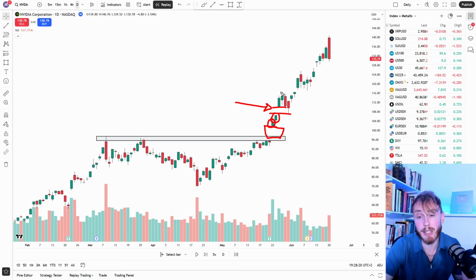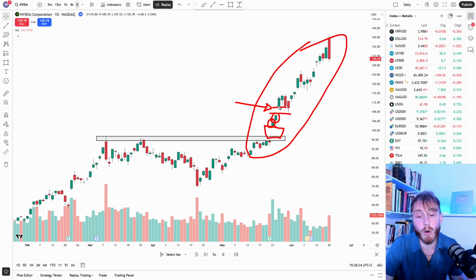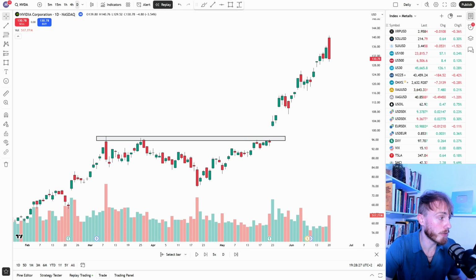And why is it a runaway gap? Well, it happens when the trend towards the upside has already started. So this right here is a beautiful runaway gap. You can trade it pretty similarly as the breakaway gap. You can enter at the candle close.